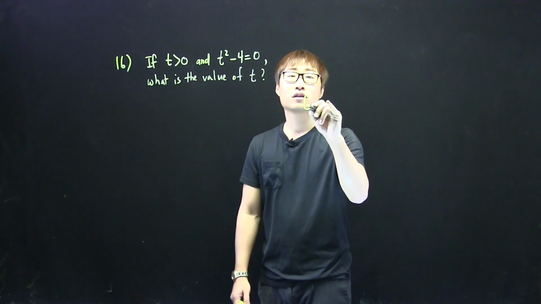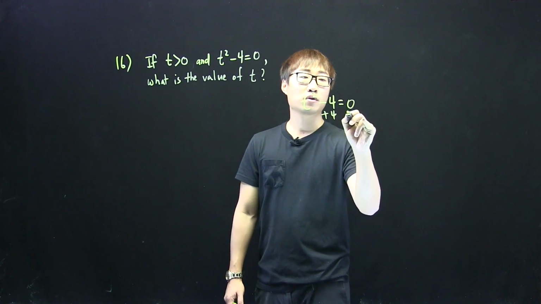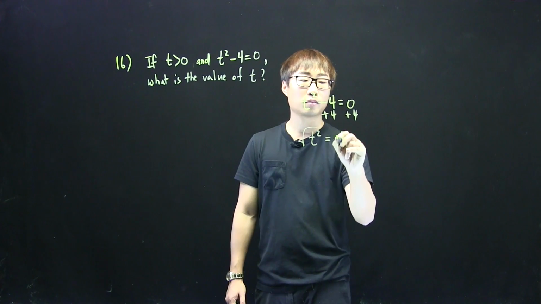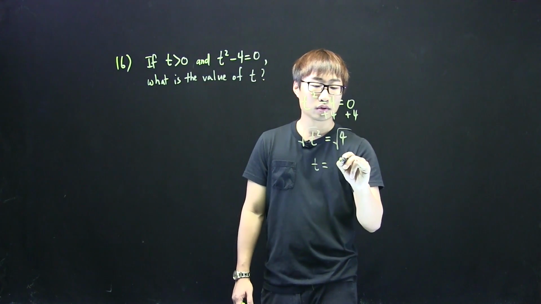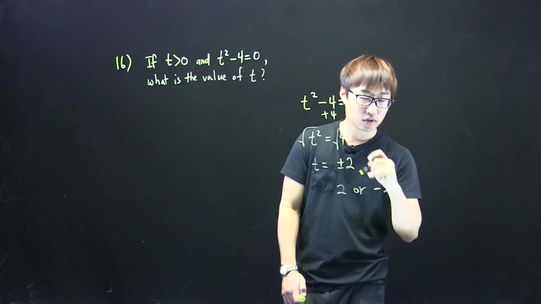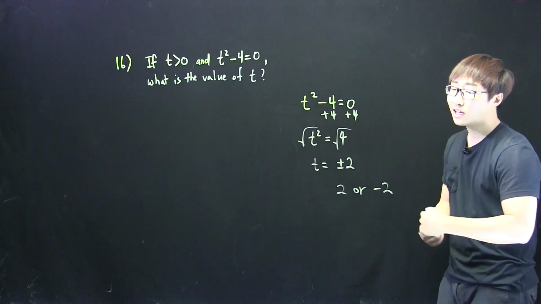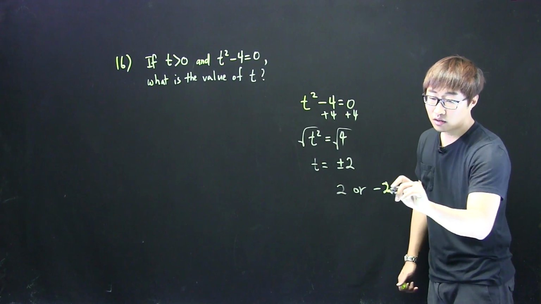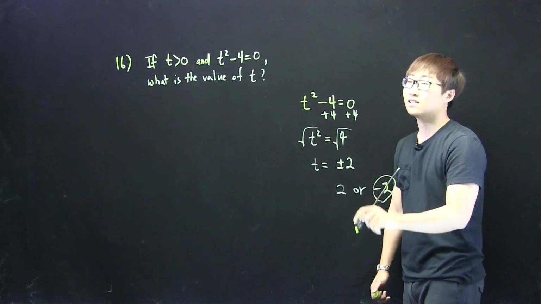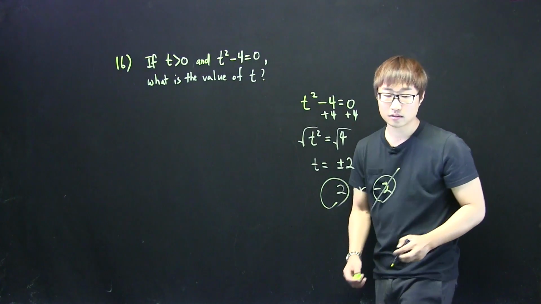Just solve for it. T squared minus 4 is 0. Add 4 on both sides. T squared is equal to 4. Take a square root of both sides. T is equal to plus or minus 2. So either 2 or negative 2. But you guys realize in your free response bubble sheet, you cannot answer a negative number on your SAT bubble sheet, right? So clearly this guy is out. And plus it says t is greater than 0. So negative 2 doesn't apply. 2 is my answer, right?